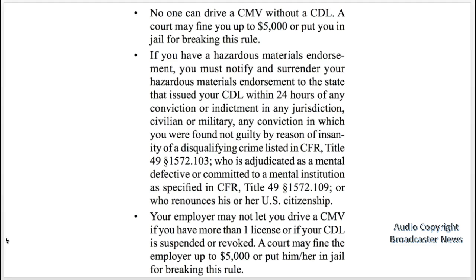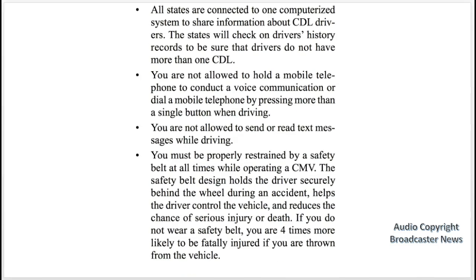Now, your employer may not let you drive a commercial vehicle if you have more than one license or if your CDL is suspended or revoked. A court may fine the employer up to $5,000 or put him or her in jail for breaking the rule. All states are connected to one computerized system to share information about your CDL driver's license. The states will check on drivers' history records to be sure that the drivers do not have more than one CDL.